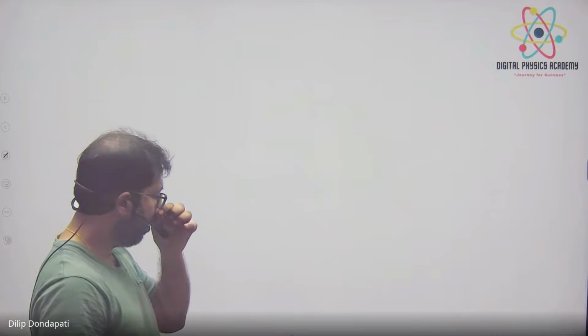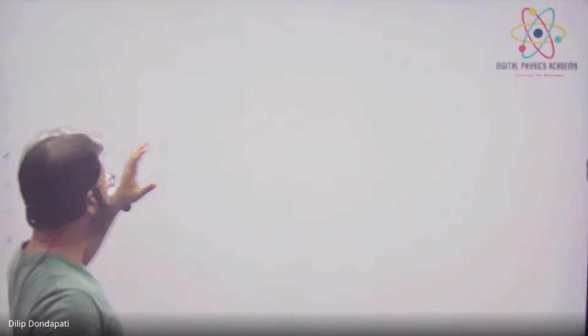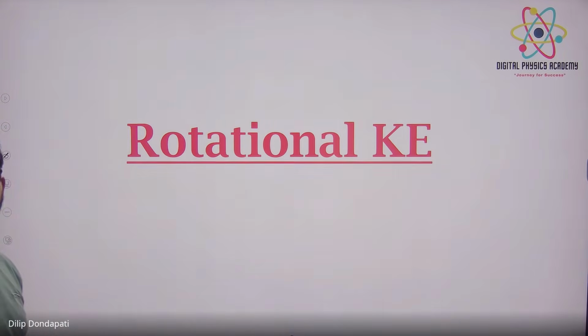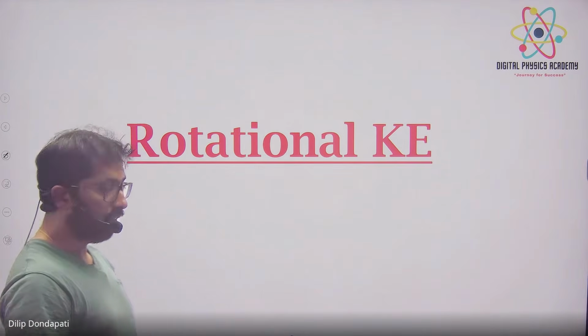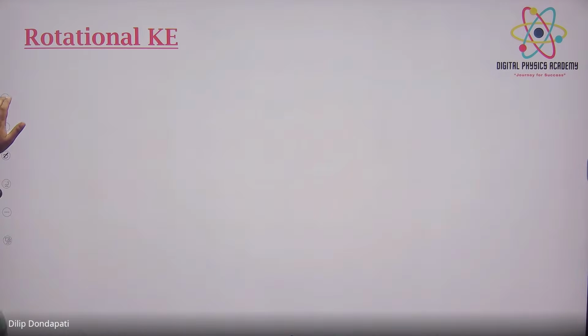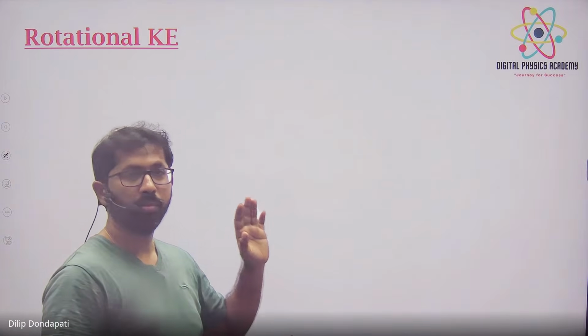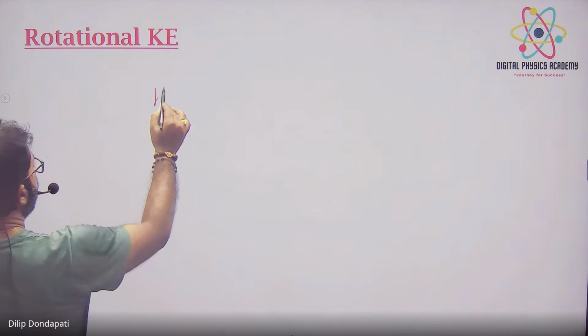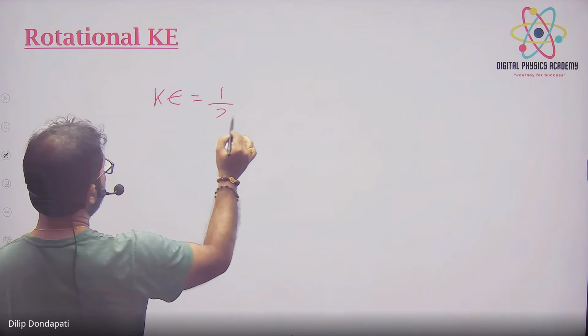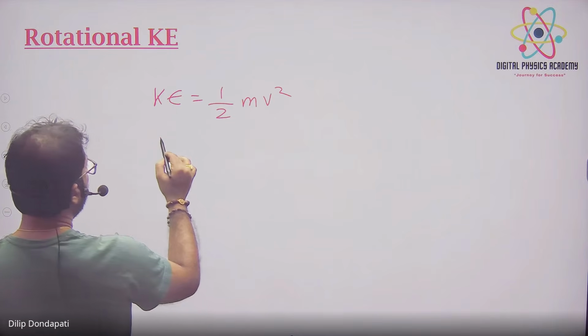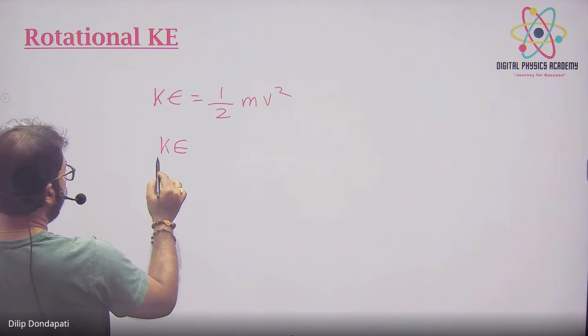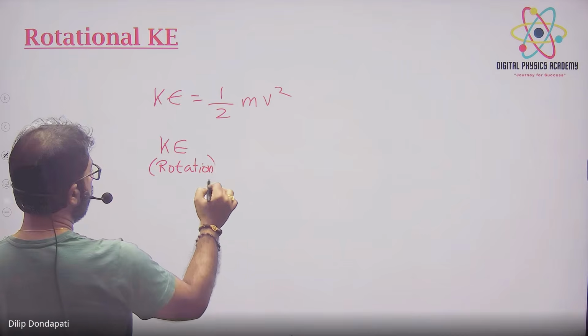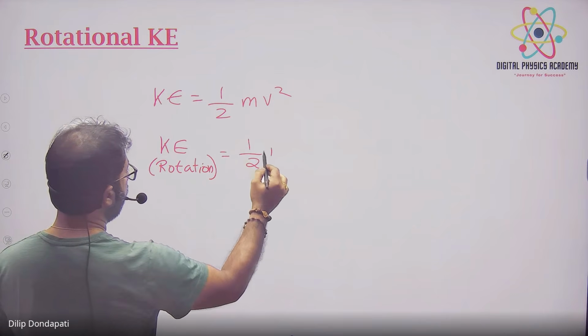Chalo. So we'll continue the kinematics and dynamics of rotational motion. And next one is rotational kinetic energy. Rotational kinetic energy का क्या relation है? Formula क्या है? Before linear में it is half mv square, and rotational kinetic energy will be half I omega square. खत्म, half I omega square.